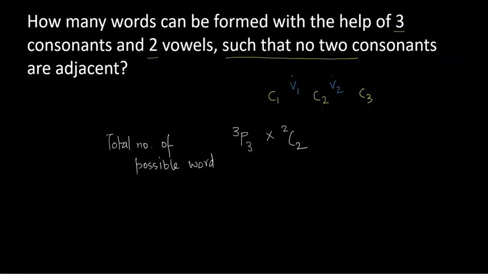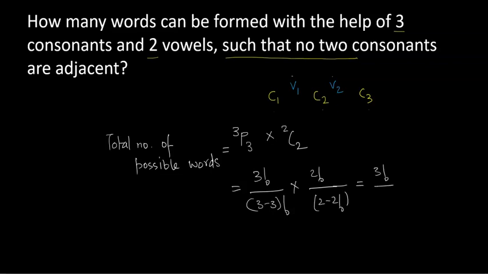So it's pretty simple to understand that there are three consonants, and they have three places where they can be arranged in 3P3 ways, and there are two vowels. They can be arranged at two places in 2P2 ways. If you solve it, I guess you understand the formula for permutation already. This is 3 factorial divided by 0 factorial, and this is 2 factorial divided by 0 factorial.